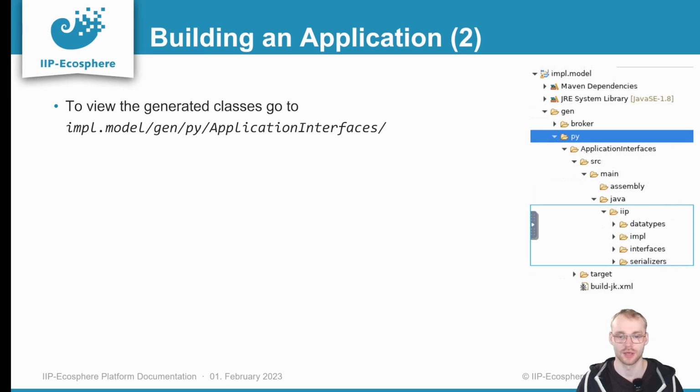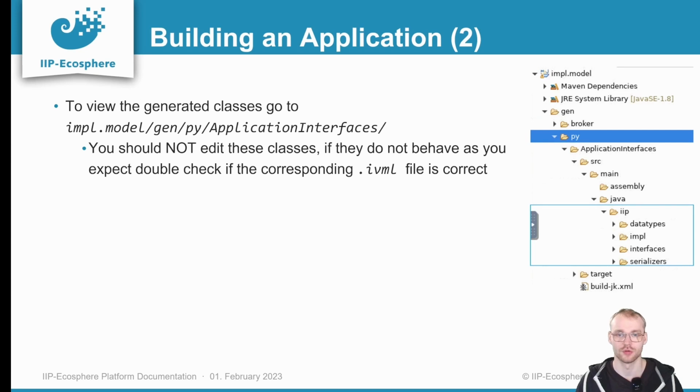To view the generated classes, you can go to impl model gen py application interfaces and view the different interfaces that are created and can be used. You should not edit these classes. If they do not behave how you want them to, you should check your IVML file to see if the configuration actually makes sense for your use case, because these files are meant to work as they are generated. If you mess with these, you might just introduce new errors and not solve your problem.